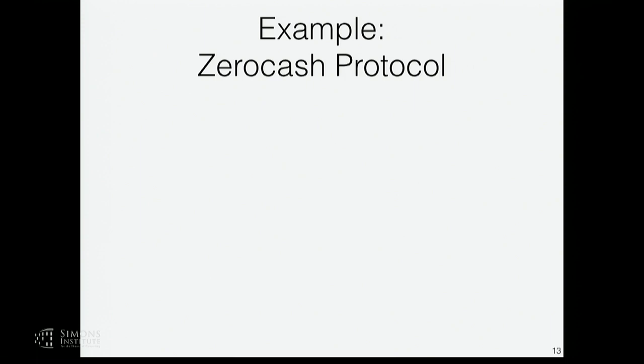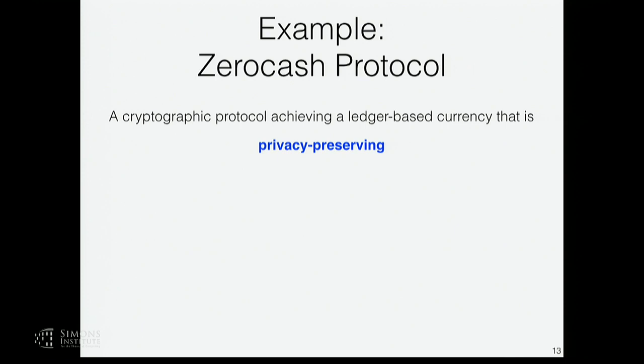And this is a cryptographic protocol that achieves a ledger-based currency that is privacy-preserving. By the way, when I say ledger-based, it doesn't really matter whether it's based on a proof of work, on a proof of stake, or Algorand. All I'm really using is the fact that there is some ledger somewhere. So what I'm discussing is, for the most part, orthogonal to the way that we achieve agreement on the sequence of events on the blockchain.